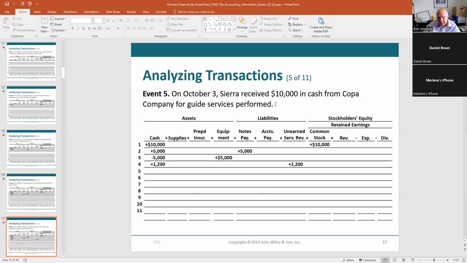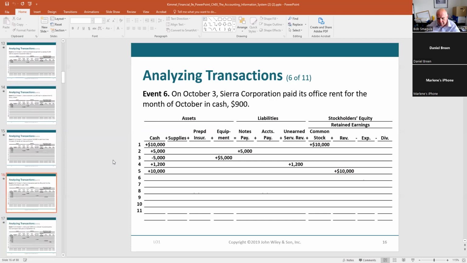Sierra received $10,000 in cash for some guide services. That sounds like revenue to me. Here we go. Cash goes up, revenues go up. Stop me if you think I'm going too fast, or you have a question or something doesn't seem clear. Sierra paid its rent expense. We're going to see rent go up 900, the cash go down, and we're going to itemize it off to the right. Rent expense. Okay. Cash goes down, rent expense went up.